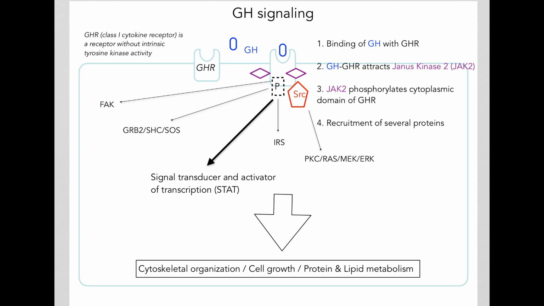But besides STAT, there are also several other proteins that get attracted, including IRS, PKC, RS, MEK, ERK, and so on. And the attraction of all of these proteins will then lead to various biological effects, such as the organization of the cytoskeletal part of the cell, the growth of the cell, as well as regulation of protein as well as lipid metabolism.